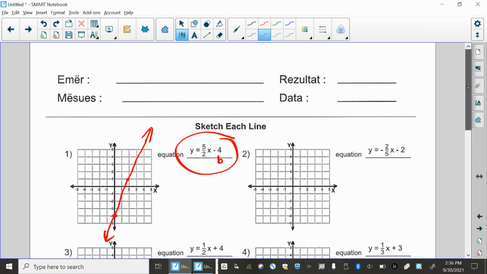One thing you might want to put at the top here: if the line is going up, that's a positive slope. If the line is going down, it is a negative slope.